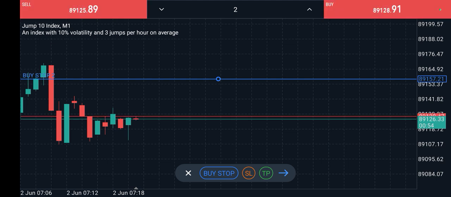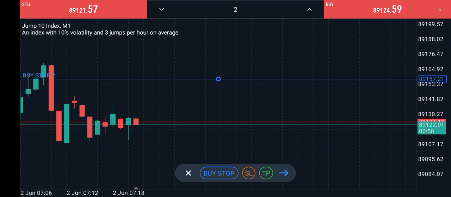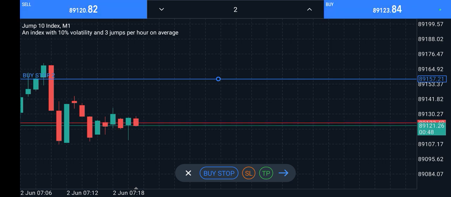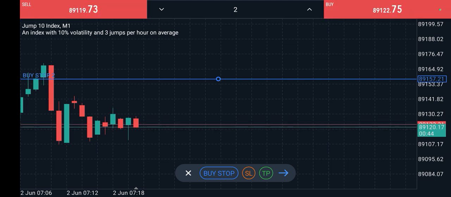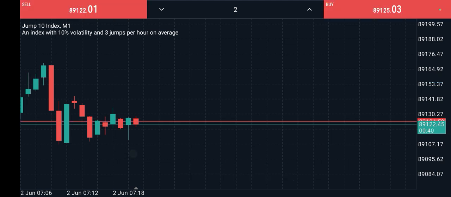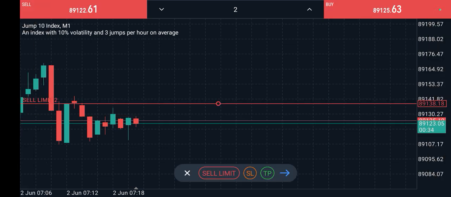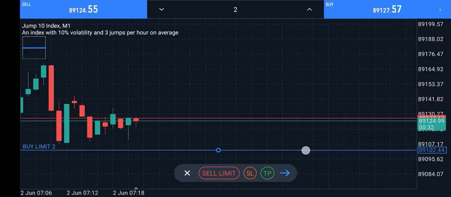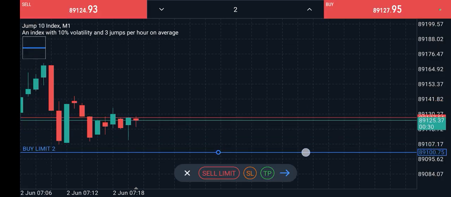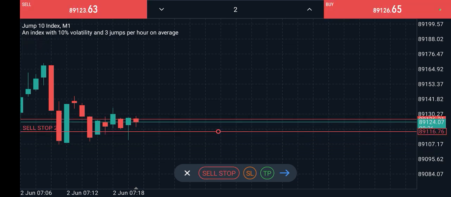So now I'm expecting that this price is going to come to 89157.21 here as a buy stop order. So it's the order placed above the current price and price keeps going up. And when you talk about the sell stop, this is what they mean. It's already opposite. It's below the current price and price keeps going down. So my sell stop is here. This is my sell stop.